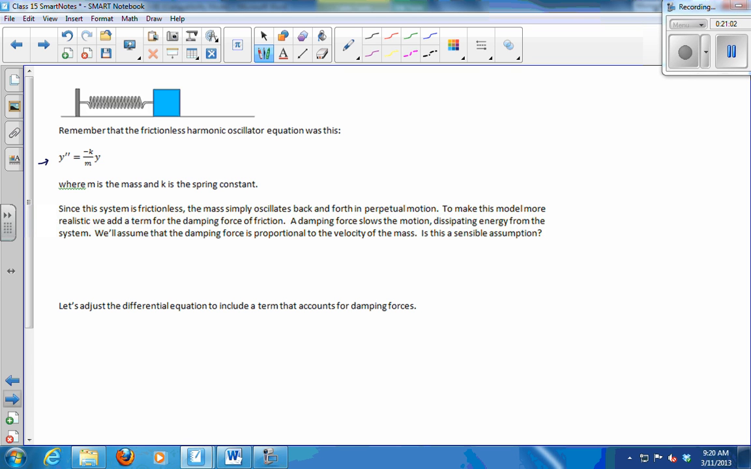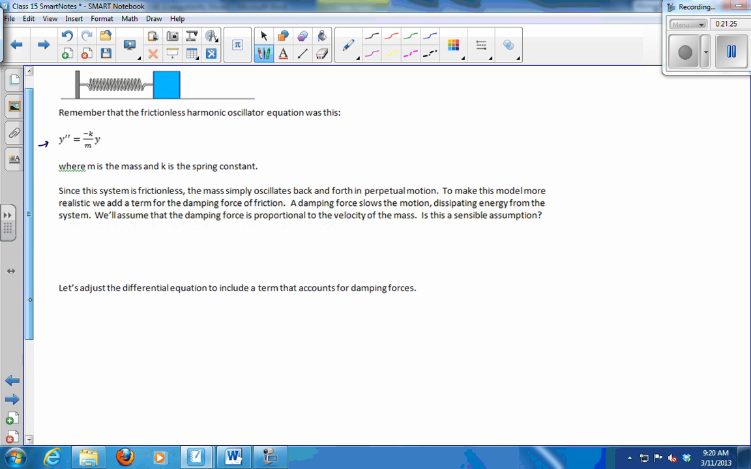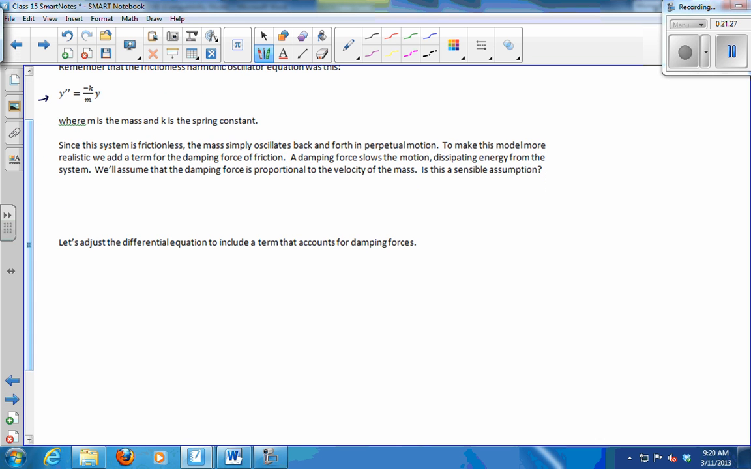To make the model more realistic, we're going to add a term for the damping force of friction, or any damping force. Friction is actually a really subtle and complicated thing, so rather than try to model friction exactly, we're just going to smush friction and all the other damping forces into one damping term. The idea is that, like friction, a damping force slows the motion, dissipating energy from the system. So the mass starts moving, but then the displacement is going to get smaller and smaller because friction is going to slow it down.